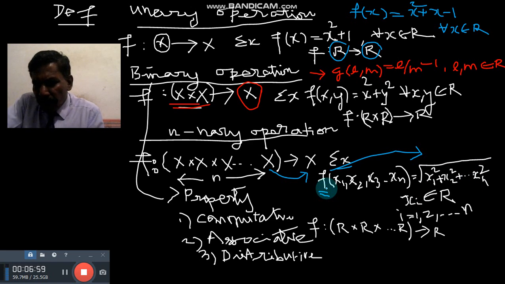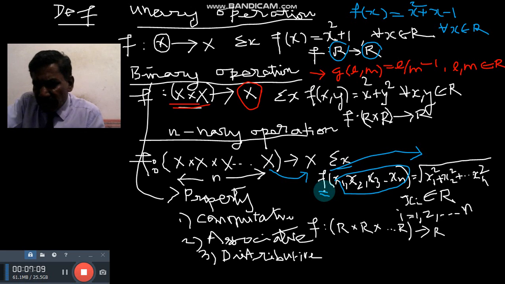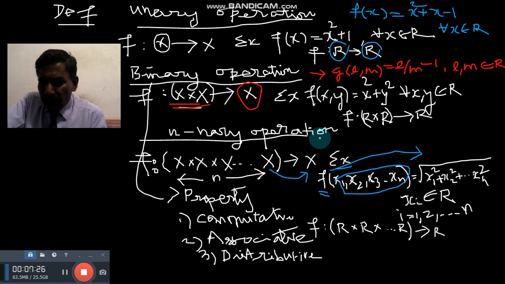So f is an operation on these n elements, and f just squares all the variables and the square root is taken. That is the operation of f. Now this function f, we call it as n-ary operation, because the operation is done on n elements or n variables, you can say.